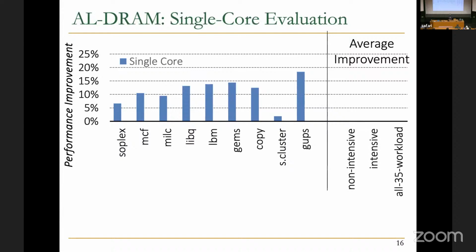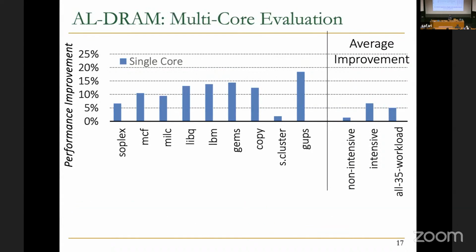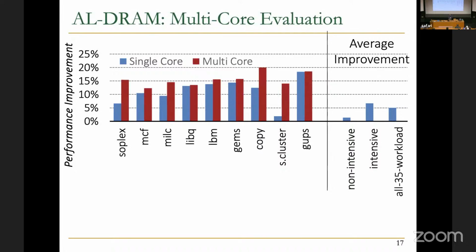Here are some evaluation results for performance improvement. You see some single-core workloads and how much performance this method can give you by reducing the access latencies to memory. For non-intensive workloads, it's a bit modest, 1.4%. For intensive ones, 6.7%, which is better. Overall, it's around 5%. This is only for single-core performance. When you go to multi-core evaluation, the story changes a little. You see much larger improvements in multi-core systems because latency becomes more critical.